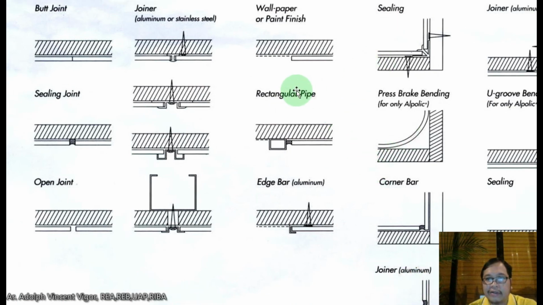Okay, so this is a rectangular pipe. This is a wallpaper paint finish. This is the edge bar aluminum.